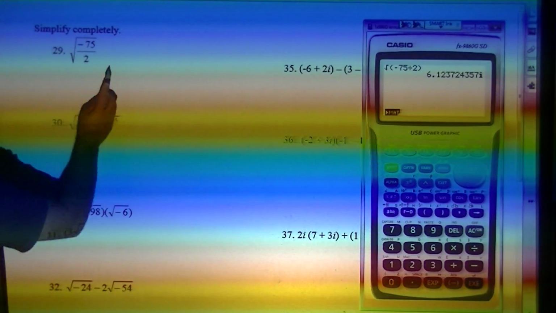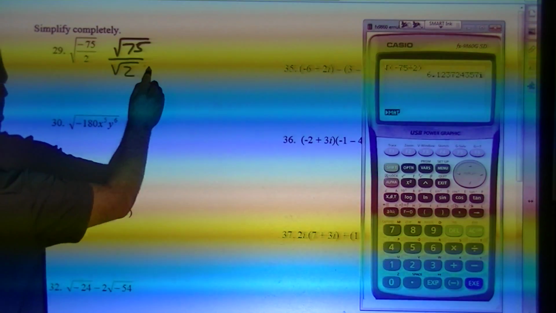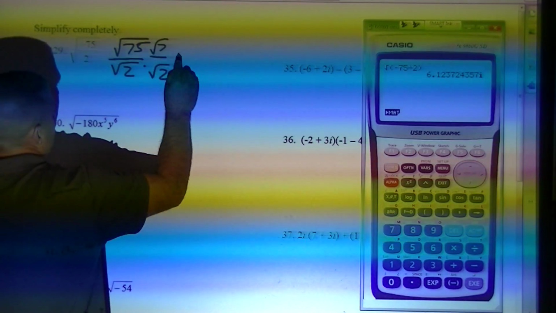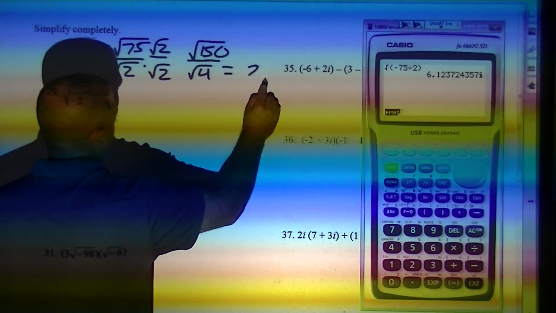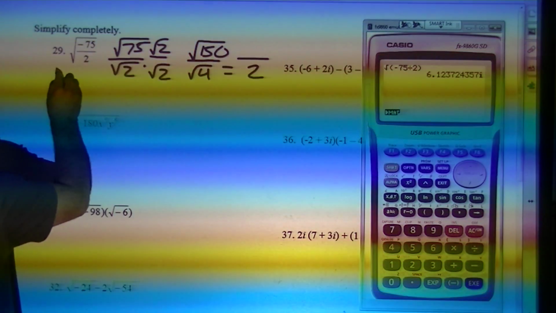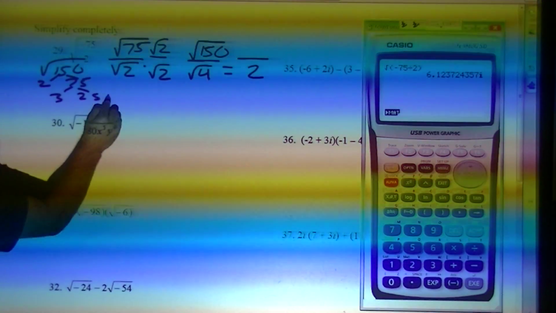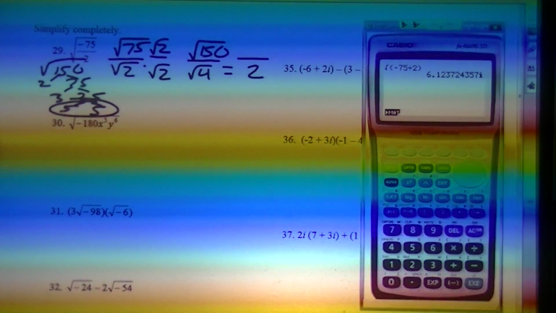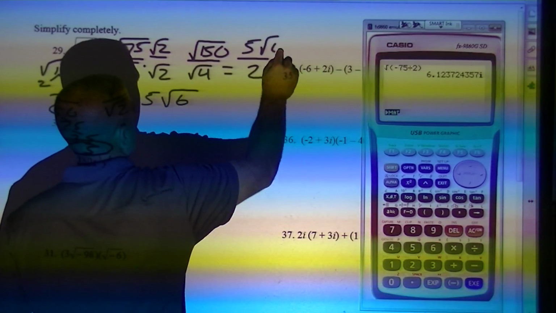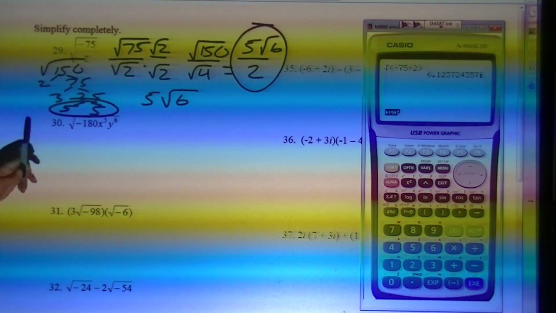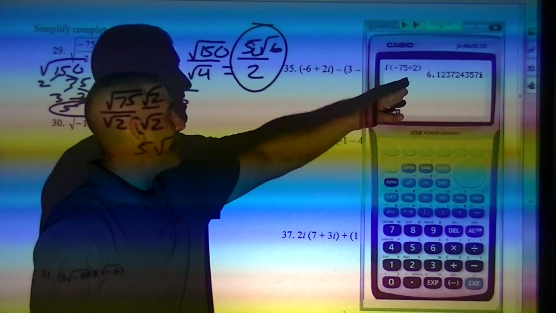Now, here's what you should do in this. You get the square root of 75 over the square root of 2. Now what you have to do is multiply to get the square root of 150 over the square root of 4, which will turn into 2. I break down 150: that's 2 and 75, 3 and 25, 5 and 5. There's my pair. So that would be 5 on the outside and 6 on the inside. And there's my answer. Now I got to make sure I put an i there, because that's what I got for my answer.